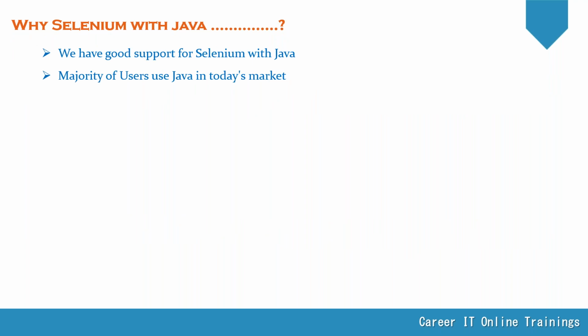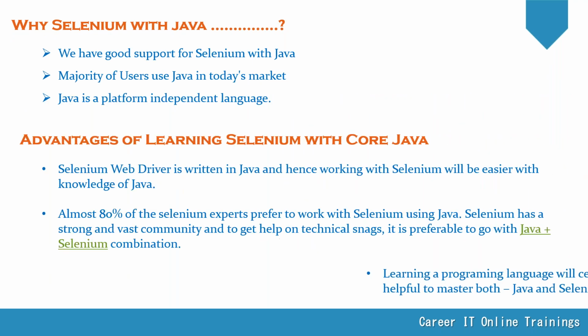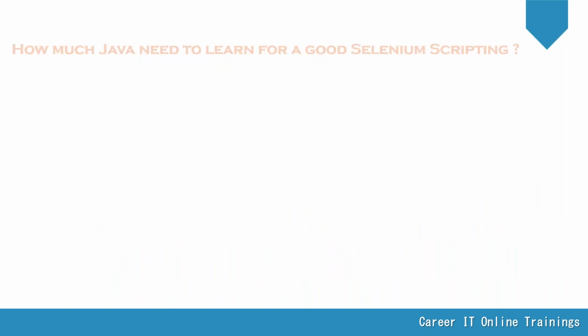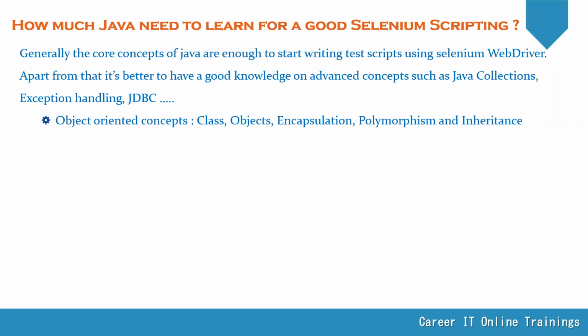Why with Java only? The majority of the users are using Java to develop their applications. Whenever an application is developed on top of Java, it's better to automate that application with Selenium Java, because it will give good support. So these are the different advantages we have while automating Java applications with Java.